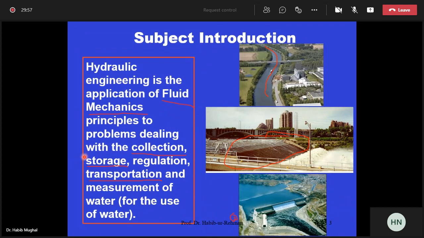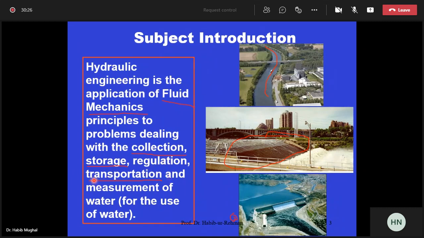At the back of a dam, you can make a reservoir, and in the reservoir, you can store water. Regulation means to control the flow of water. If you have gates on the spillway or on the outlet, you can control the flow rate. You can stop it, allow flow, increase the flow or decrease the flow rate.